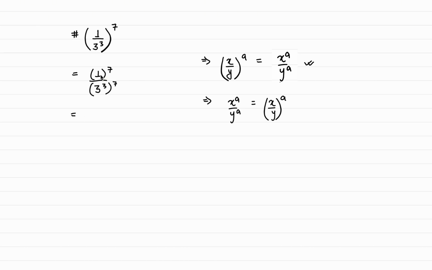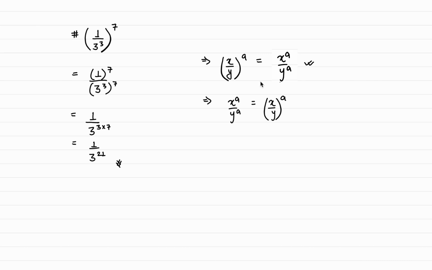Now the second step: 1 to the power 7 is this plain 1, divided by 3 to the power 3 and 7, and we just discussed this before. If you have two powers close to each other or separated by a bracket, you multiply them. So we have 3 times 7, and our answer is 1 over 3 to the power 21, and done. That's it. It's not that difficult. You just need to know some of the rules of exponents. So that's our second question.